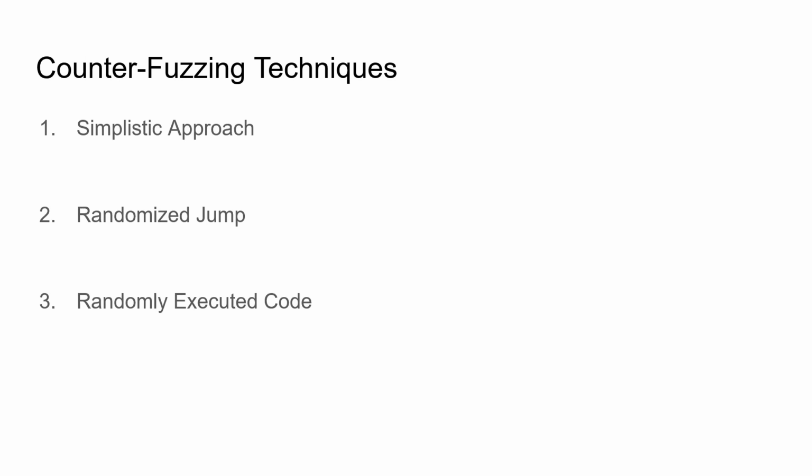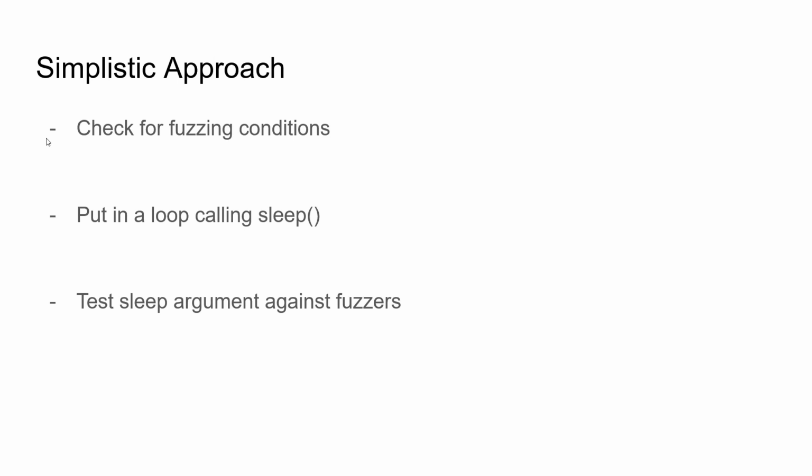So this paper and presentation explores three counter-fuzzing techniques. One is a very simplistic approach. One is a randomized jump approach, and another is a randomly executed code approach. So the simplistic approach is to first check for fuzzing conditions that are previously mentioned. Then you put a loop calling sleep.